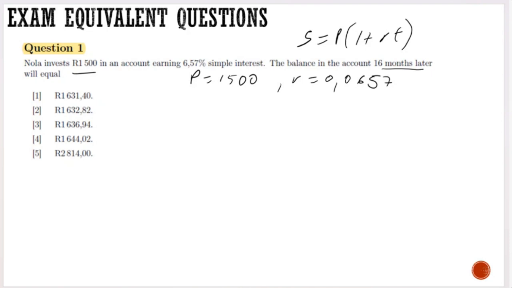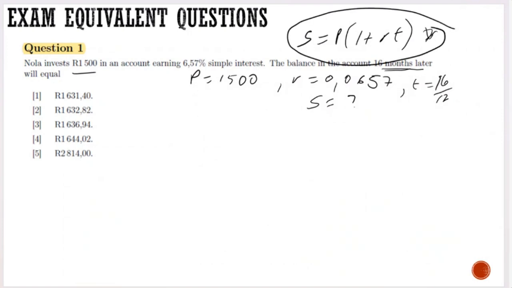In this instance, the time is given in months. So what you do is your T is equal to 16 divided by 12, because it is written as 16 months and you want it equivalent in years, so you divide by 12. Now here is your formula. You are looking for an accumulated amount, because that is a balance in the account in the future. You don't know this, so this is the formula you are going to use.